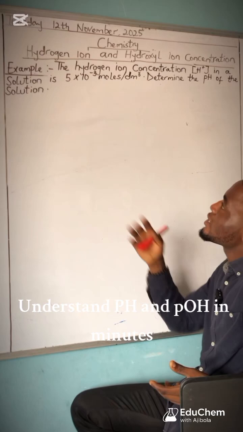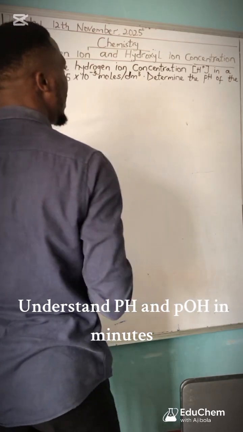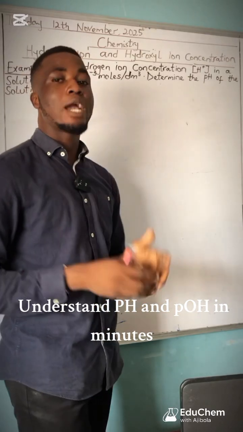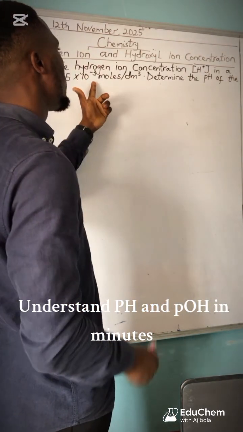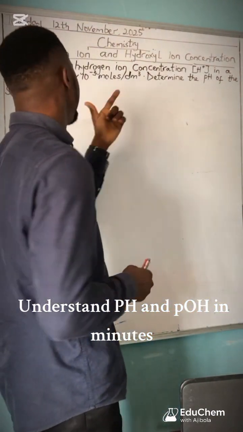So today, let's start with this example. The question on board is saying that the hydrogen ion concentration, which is H+, in a solution is 5 times 10 raised to power minus 3 moles per dm cube. We can otherwise refer to it as 5 times 10 raised to power minus 3 molar. So what's the question asking us to do? The question is to determine the pH of the solution.